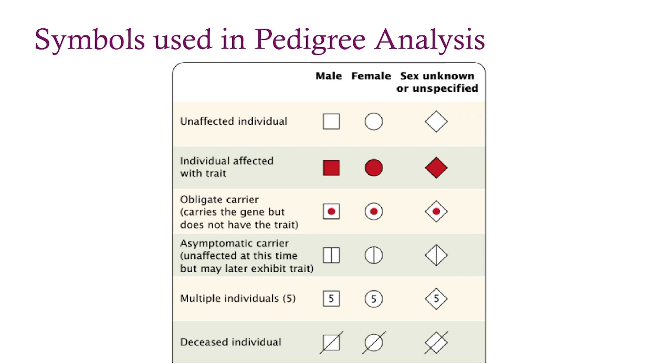Obligate carrier is having a small circle in between. If it is a symptomatic carrier, a small vertical line is there in between a symbol. If there are multiple individuals or offsprings, the number of offsprings is denoted in the square or in the circle. And if you don't know how many male and how many female offsprings are there, then within a diamond shape, for example, 5 is written. If the individual is dead, a diagonal line is there through the symbol.